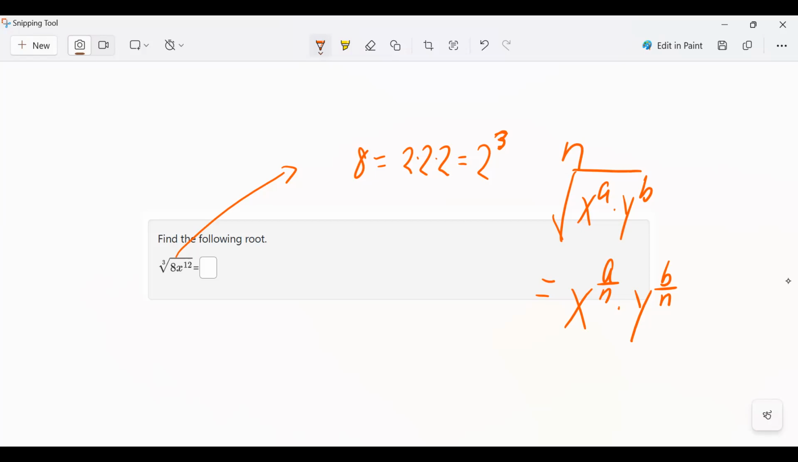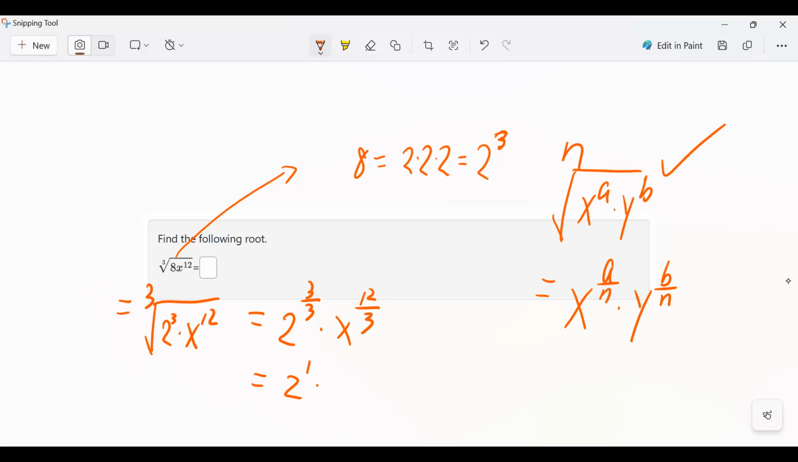All right, let's go over the solution. As I mentioned, we turn 8 into 2 cubed. We get the cubic root of 2 cubed, and then x to the 12. I'm going to do 3 over 3, using this property here, and x to the 12 over 3. And this becomes 2 to the first times x to the fourth. That becomes 2x to the fourth. So that's how you simplify this.